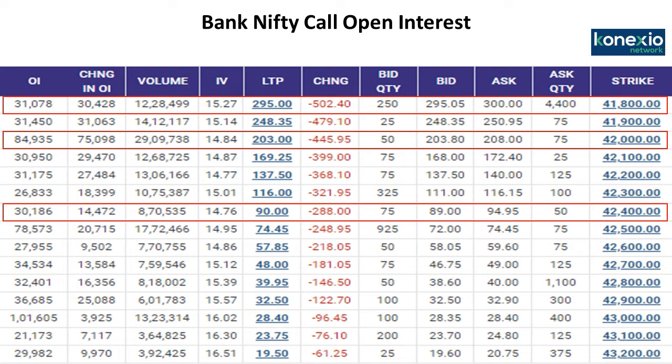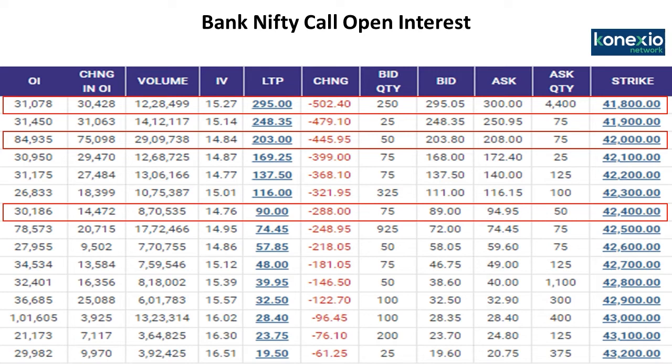But in case it breaks those levels, then we might see an extension of the rally towards the level of 42,400 or 42,500. So in Bank Nifty, as I said, 42,000 could act as a major resistance, and further selling pressure cannot be ruled out from these higher levels.